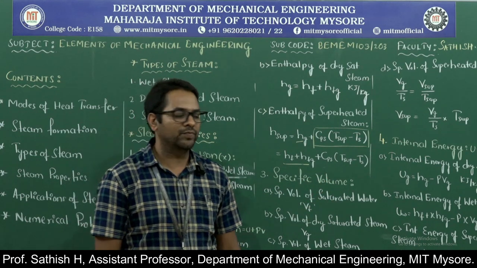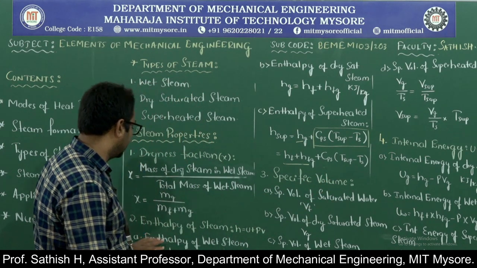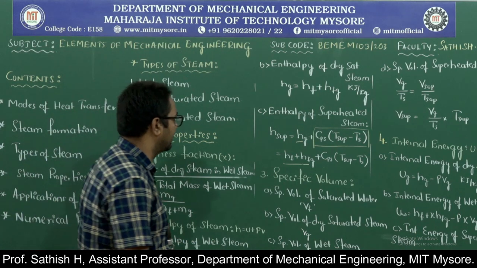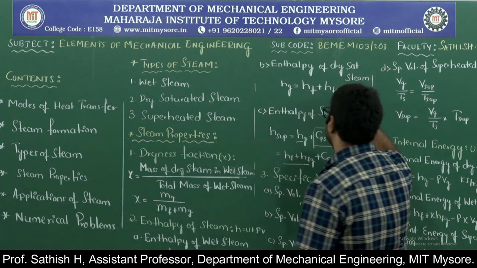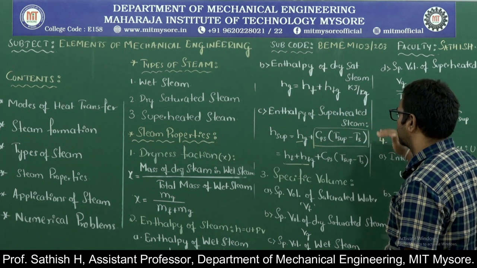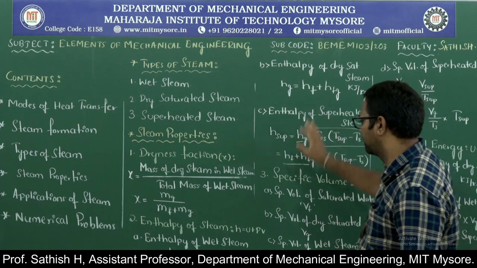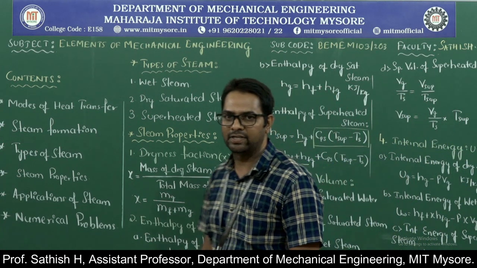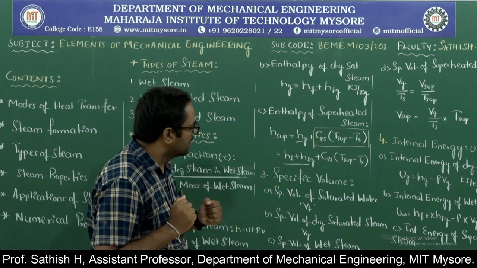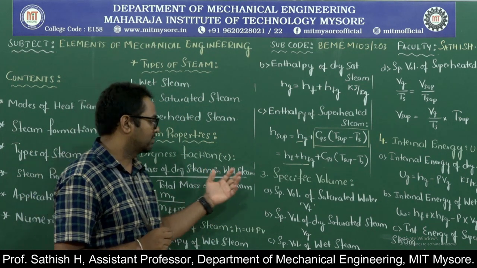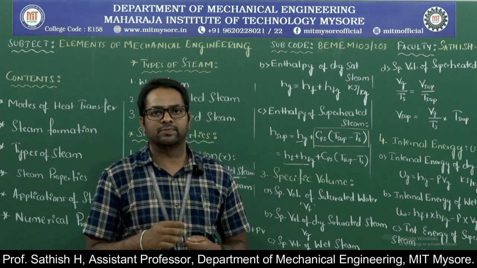Likewise, we have discussed the enthalpy of the wet steam, the enthalpy of the dry saturated steam, and the enthalpy of the superheated steam, and the formulas we need to remember for calculating the enthalpies of the different types of steam. Next we will go to the next property of the steam, that is the specific volume. What do you mean by the specific volume?